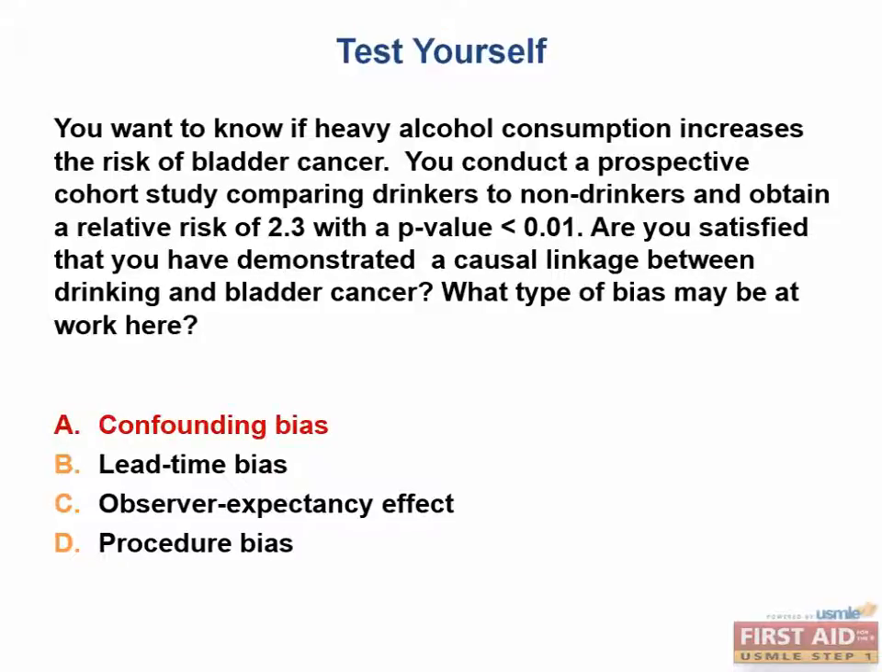This is a classic case of confounding bias. Since smoking is linked to both the independent variable, drinking status, and the dependent variable, bladder cancer, in our study, it may explain some or all of the association we observe between drinking and bladder cancer.